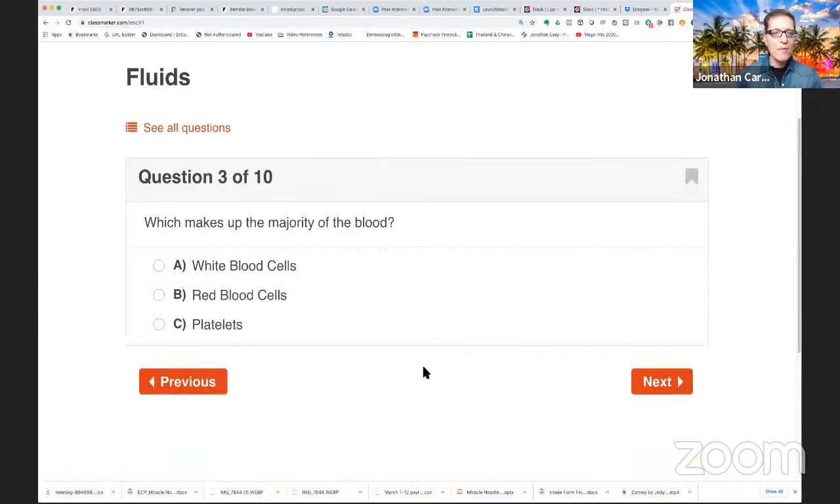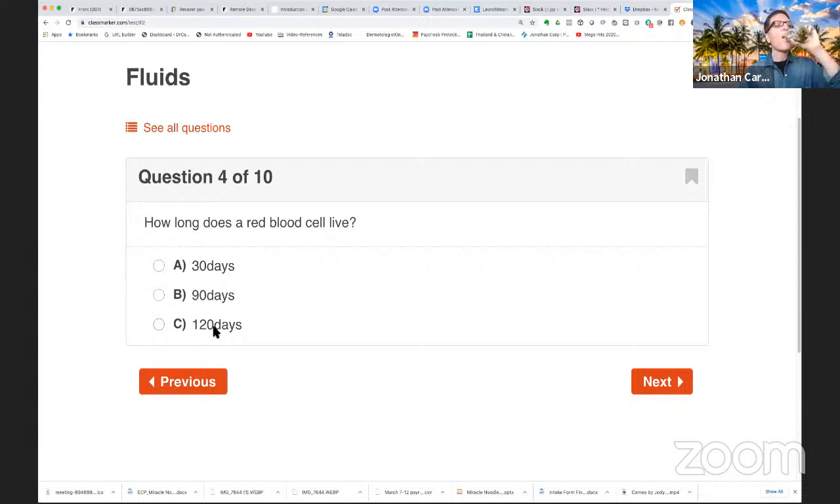What makes up the majority of the blood? White blood cells, red blood cells, or platelets? Right, very good. Okay, next, so red blood cells. How long does a red blood cell live? 30 days, 90 days, or 120 days? Yeah, that's correct. 120 days. Helen, you're always the first one to answer. You're very quick.